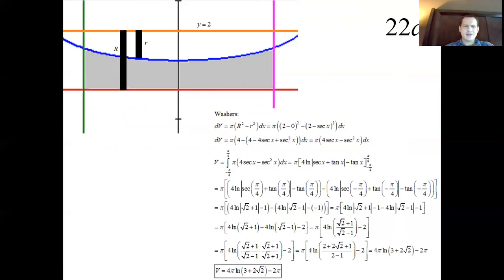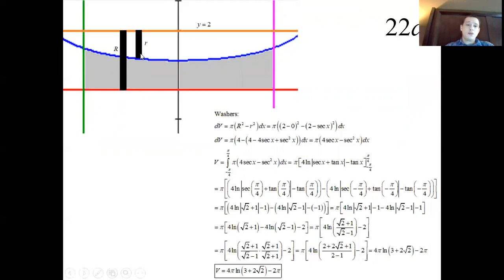Well, in this case, no matter where you draw your strip, the height of this thing is going to be the y on the top, which is 2, minus the y on the bottom, which is 0. So the height of this strip is going to be just 2 minus 0, or 2.